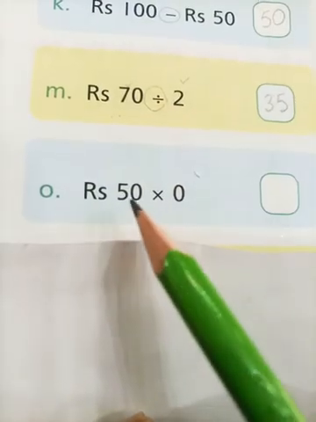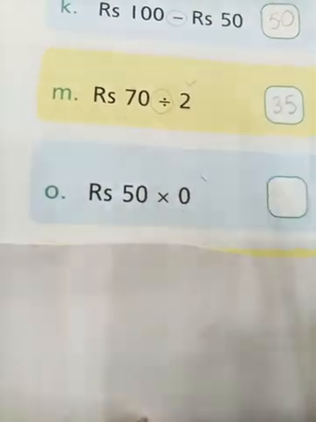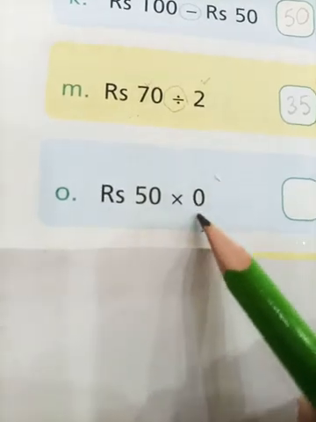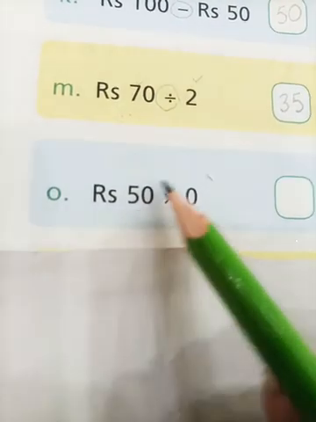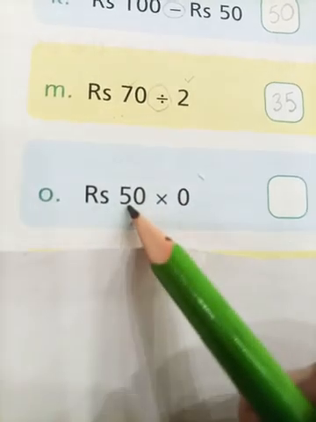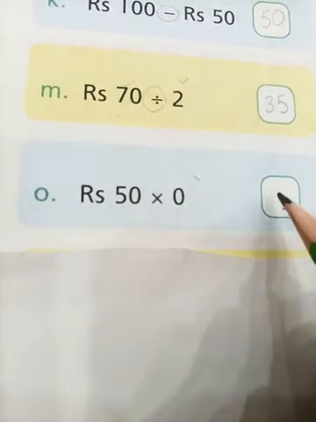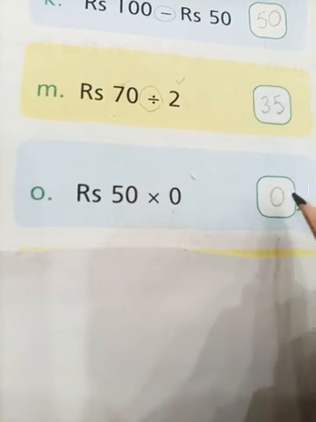Next step is 50 multiplied by 0. So students, tell me, 0 is one of the magical words, and when 0 is multiplied with any digit, it will make it 0. So our answer is 0. That is not our required answer. Next is the part P.